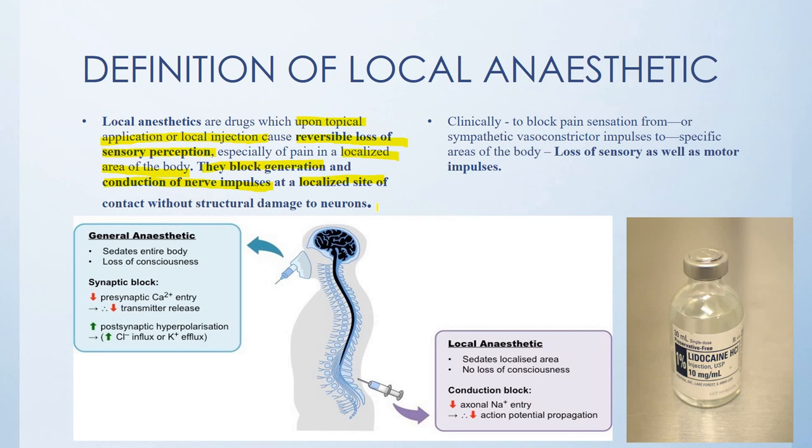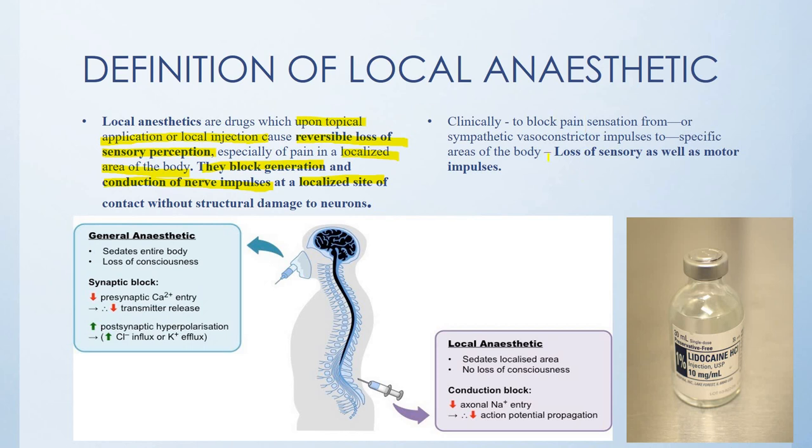So, as a summary, local anesthetics are drugs that can be applied topically or given intravenously, which cause the reversible loss of sensory perception. They also block and stop the conduction of nerve impulses at a localized site without causing any structural damage to the neurons. So this is the definition of local anesthetic.